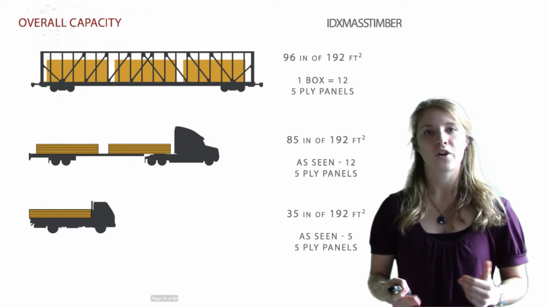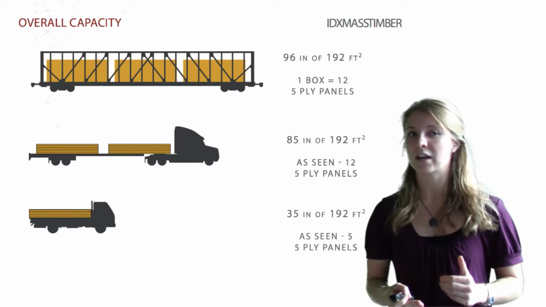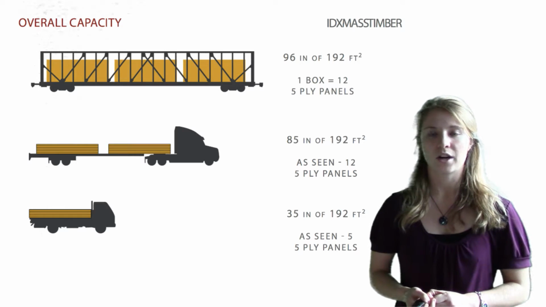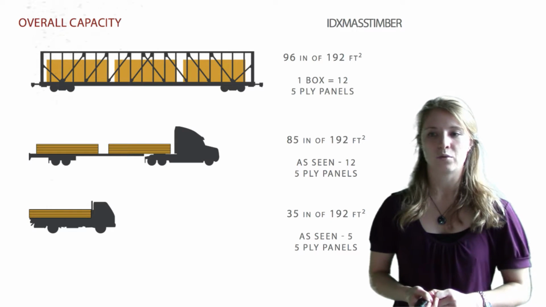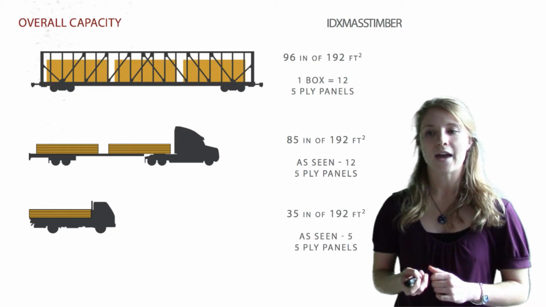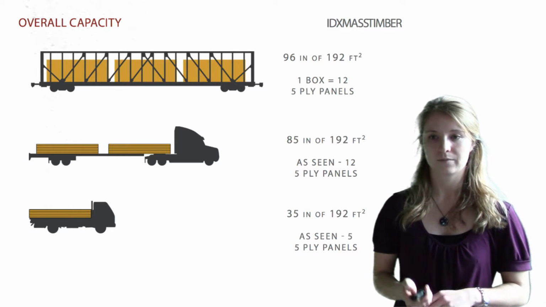This leads us to an overall capacity for legal loads before we get into overhaul shipments. And so by rail, we can ship 36 panels per load. And we can ship 12 panels on the 5-axle truck and 5 panels on that 3-axle truck.